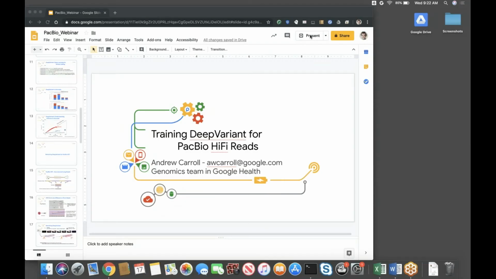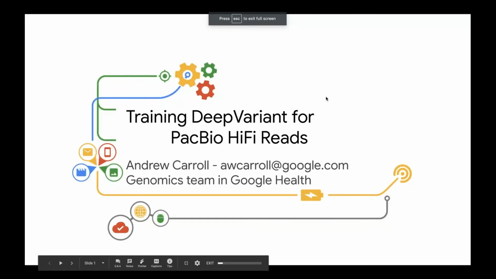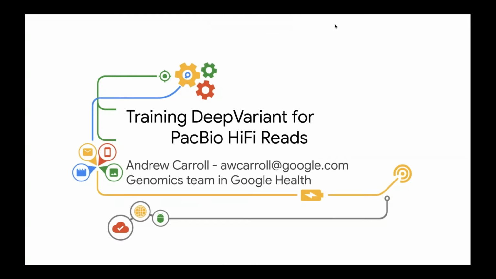All right. Hi, everyone. My name is Andrew Carroll, and I am in Google Health. Hopefully you can see my screen just fine. I'm from Google Health within Google AI, and I'm going to be talking about how we retrained a variant calling method we have called DeepVariant for the PacBio HiFi reads.